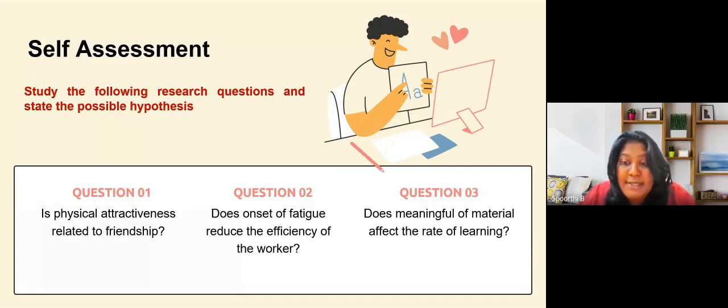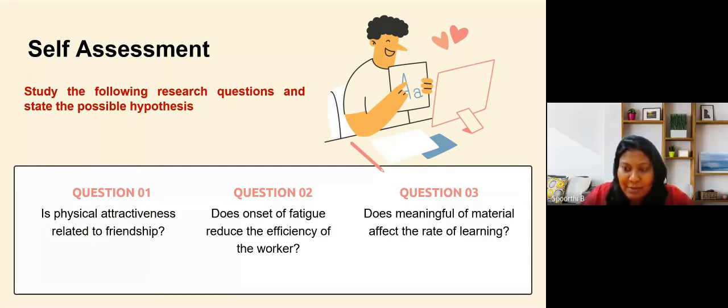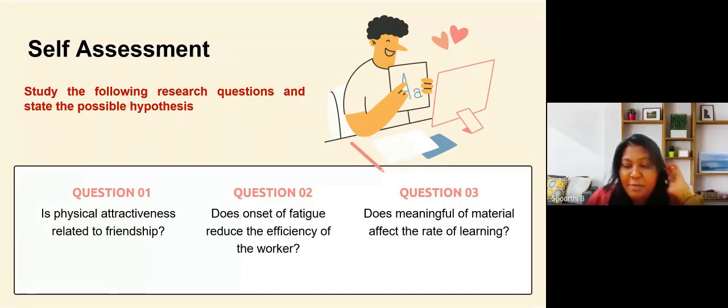What is the null hypothesis? No positive relation. There is no positive relation between the onset of fatigue and the efficiency of the worker. Perfect. I couldn't hear it well before. Okay, let's move on to the last question. We're getting close to the session end time, so not taking too much time.